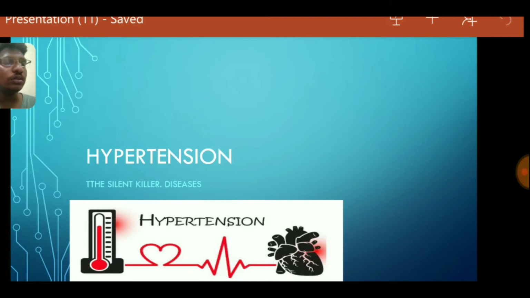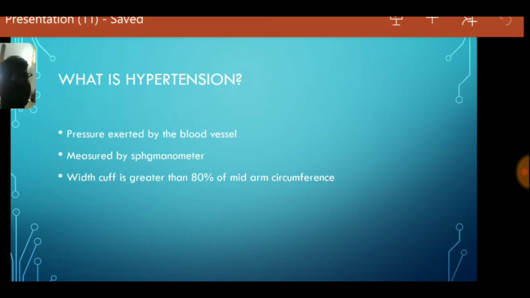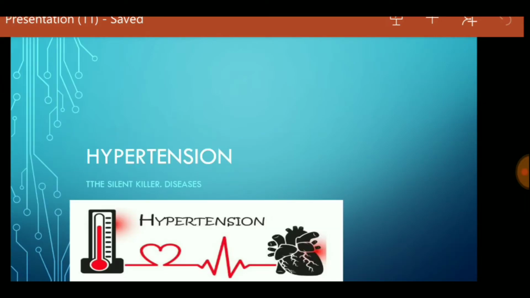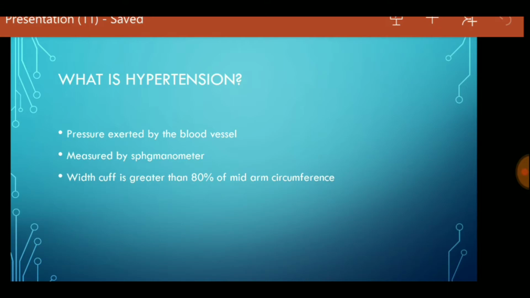Okay, let's start our discussion on hypertension. Hypertension is nothing but the silent killer disease. It is nothing but silent killer disease. It's called hypertension. Okay, we are going to discuss what is hypertension. The pressure exerted by the blood vessel is called hypertension, measured by sphygmomanometer.